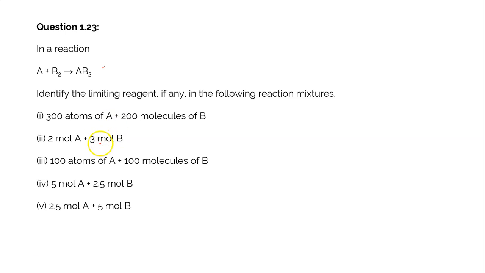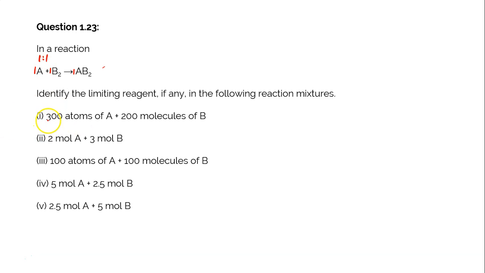Okay, let's take the first one to understand it better. So the first one says 300 atoms of A is reacting with 200 molecules of B. So first of all, you have to decode the balanced chemical equation. As per the balanced chemical equation, the ratio between A and B is 1:1. Did you notice it? It's 1 mole of A reacting with 1 mole of B to give you 1 mole of AB2. So whatever it is, let it be moles or let it be number of particles, let it be volume, whatever it is, the ratio between A and B should be 1:1.